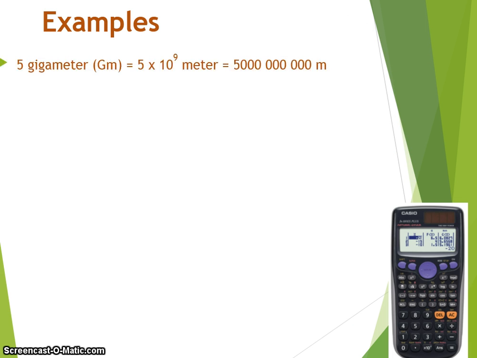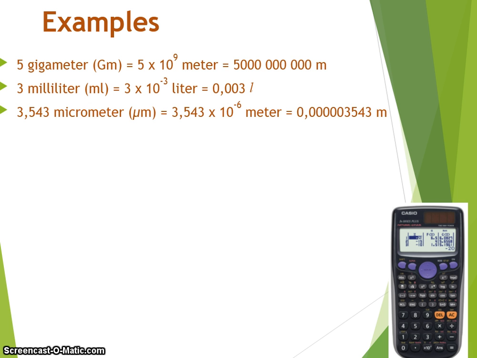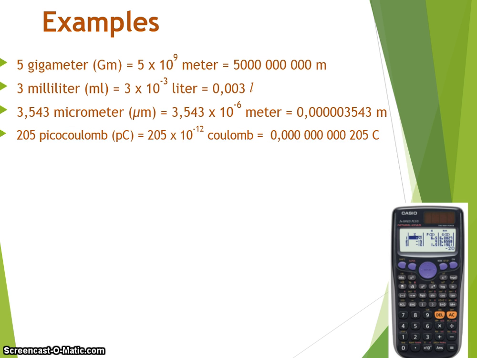Then an example. A few examples. 5 gigameters. Giga means times 10 to the power 9. Therefore, it is just 5 multiplied by 10 to the power 9 meters. And 3 milliliters. Milli is times 10 to the power minus 3. And that is 0,003. 3,543 micrometer. 3,543 times 10 to the power minus 6, because micro is 10 to the power minus 6. And 205 picocoulomb. Pico represents times 10 to the minus 12.